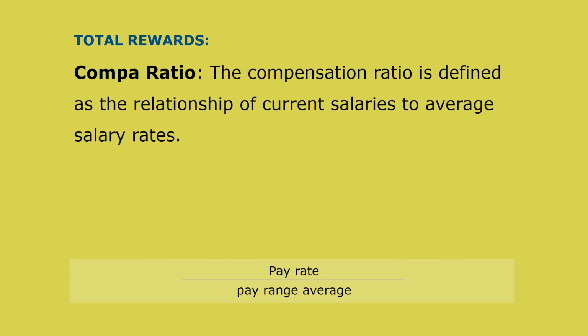Total rewards are the financial and non-financial tools used to attract, motivate, and retain employees. They're the returns for work. A compa ratio is a good metric here, which is defined as the relationship of current salaries to average salary rates. So we calculate a compa ratio by taking the pay rate over a pay range average.